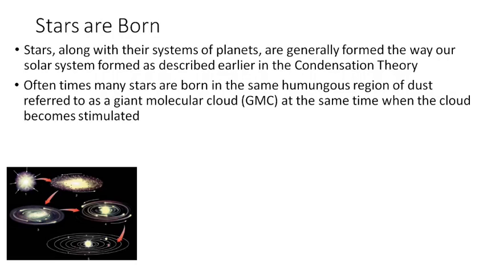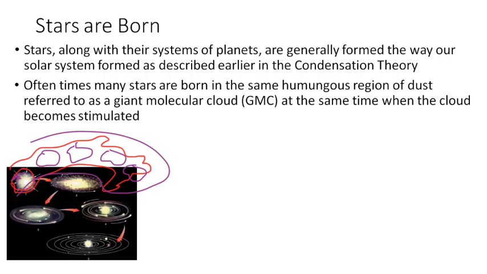But now picture this. I'm going to take this down here, our solar nebula, and I'm going to go ahead and make the nebula bigger. I'm going to make it what we call a giant molecular cloud. So it's possible within the same giant molecular cloud or nebula, these kind of regions actually can do a very similar process to what our sun did. And in that case, our sun has siblings.